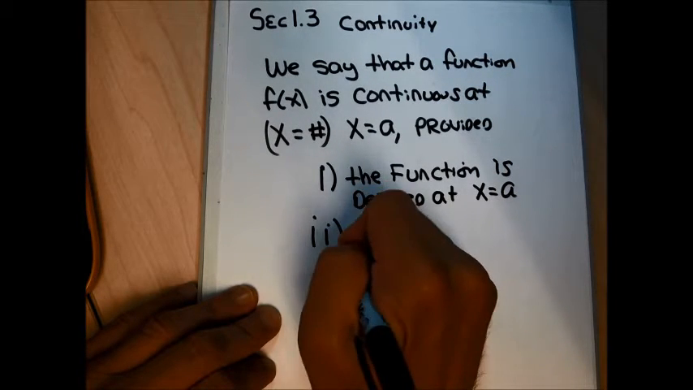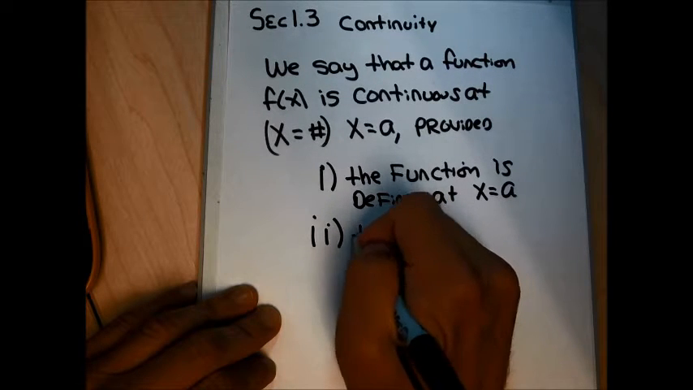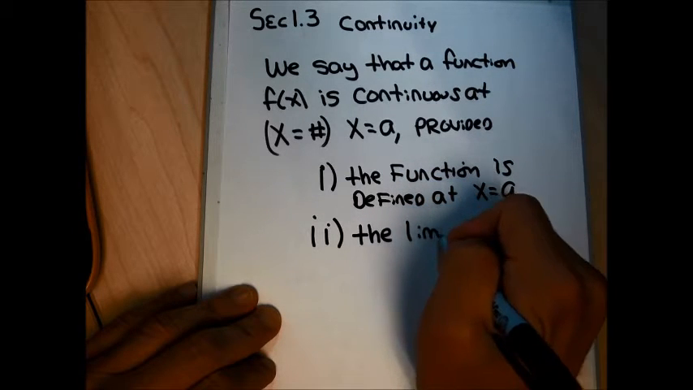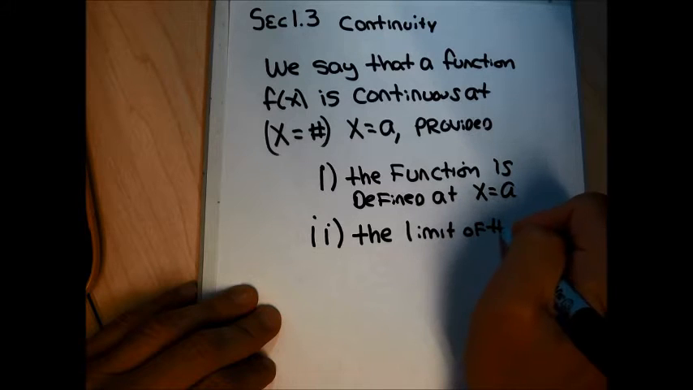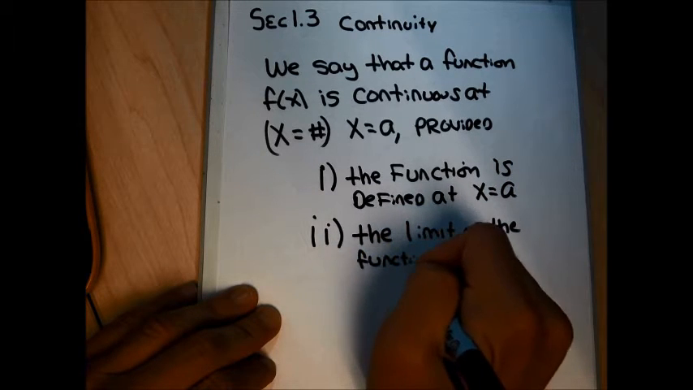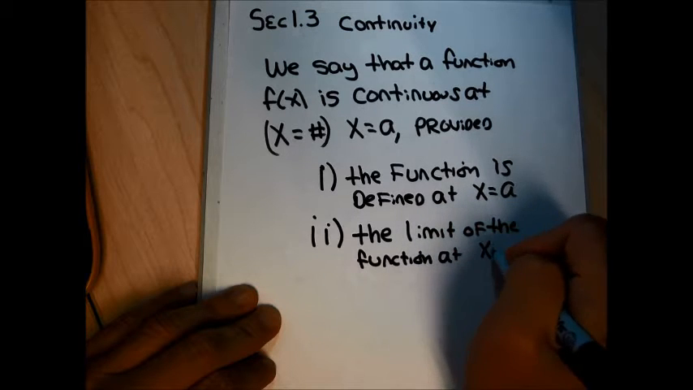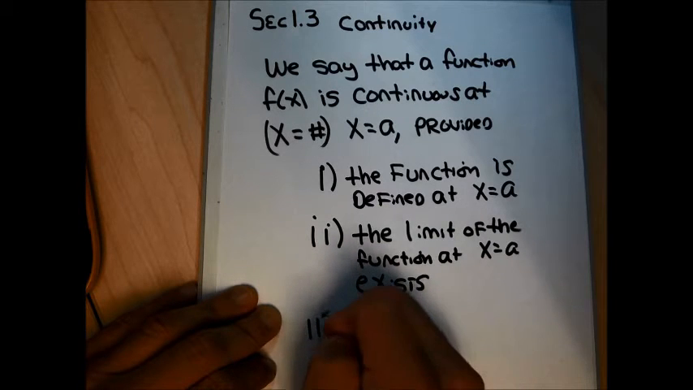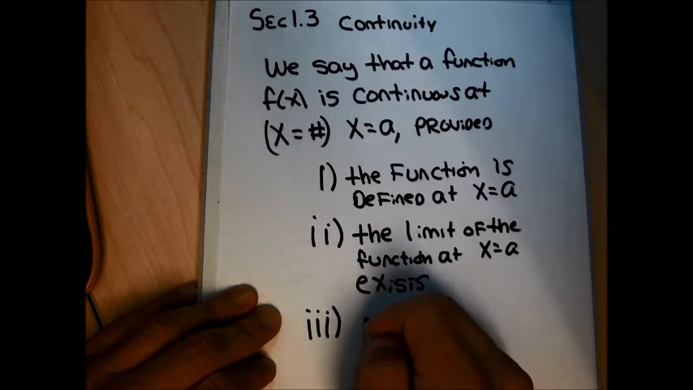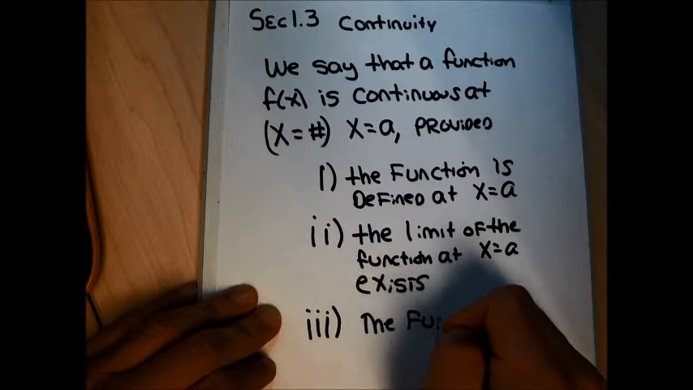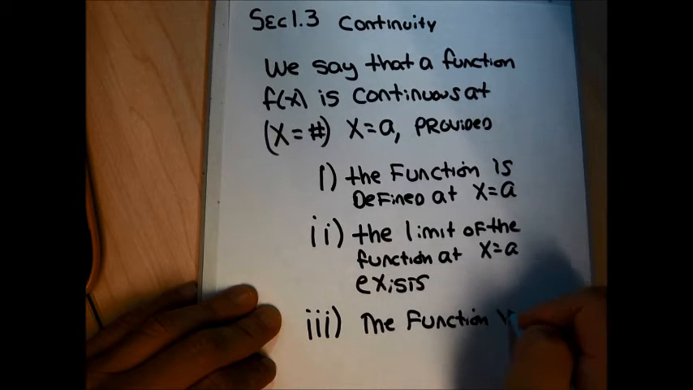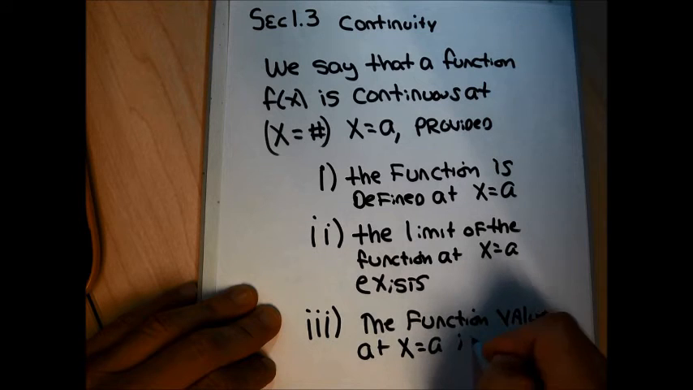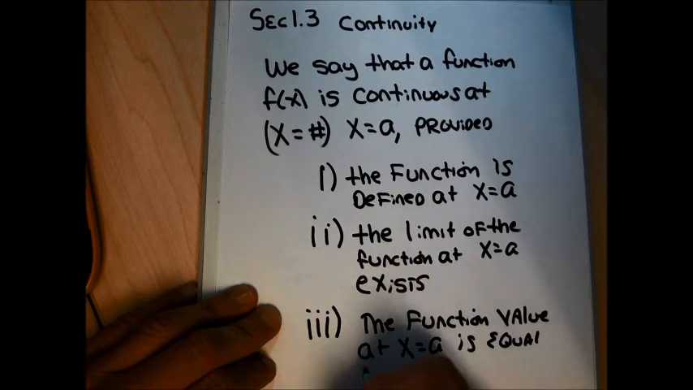Second, the limit of the function at x equals a exists. And three, the function value at x equal to a is equal to the limit value.